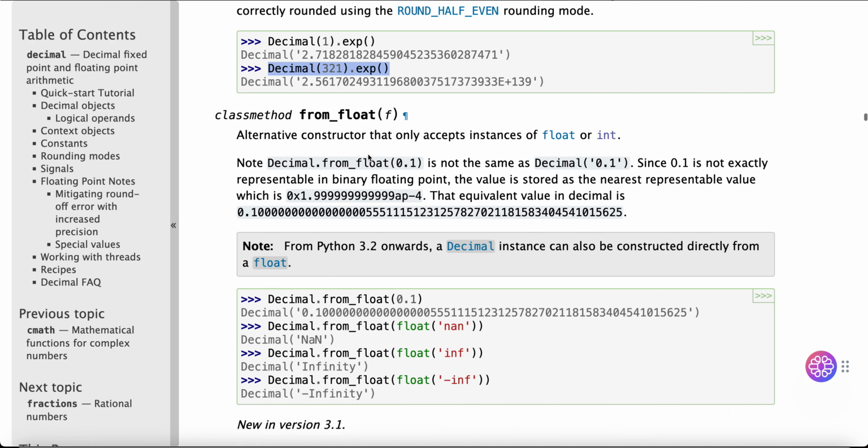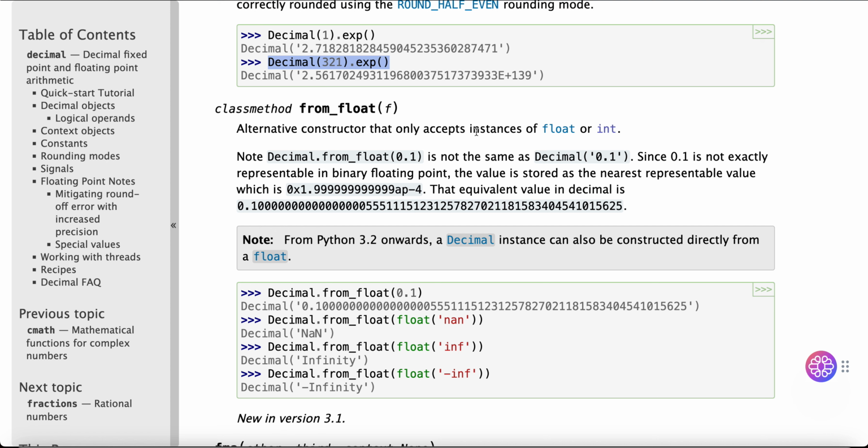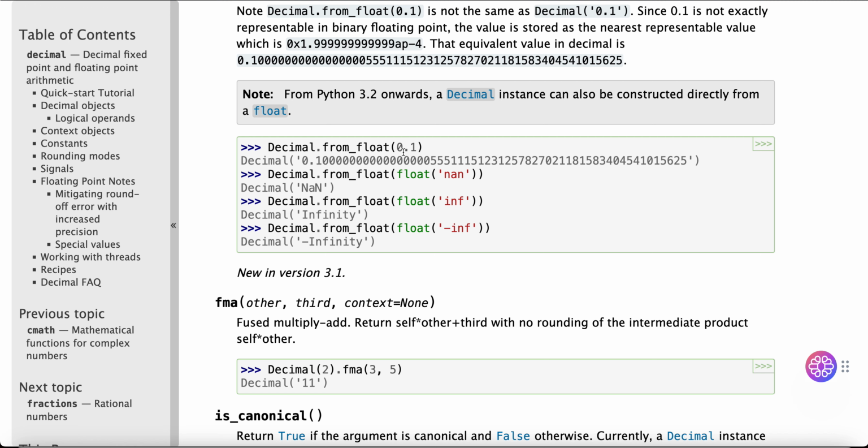Class method from_float, f. Alternative constructor that only accepts instances of float or int. Note: Decimal.from_float(0.1) is not the same as Decimal('0.1'), since 0.1 is not exactly representable in binary floating point. The value is stored as the nearest representable value, which is 0x1.999999999999ap-4. That equivalent value in decimal is like this. From Python 3.2 onwards, a Decimal instance can also be constructed directly from a float. Decimal.from_float(0.1).